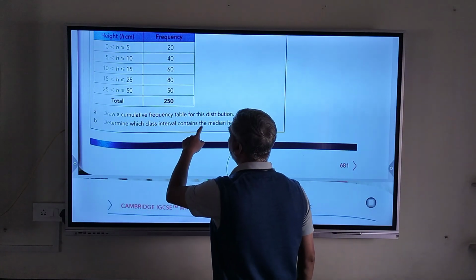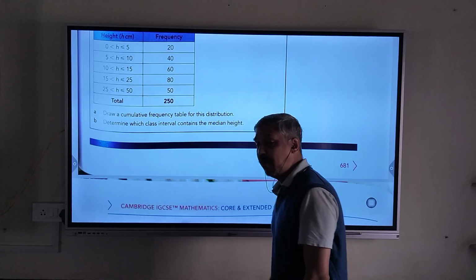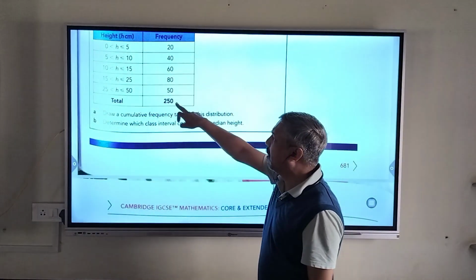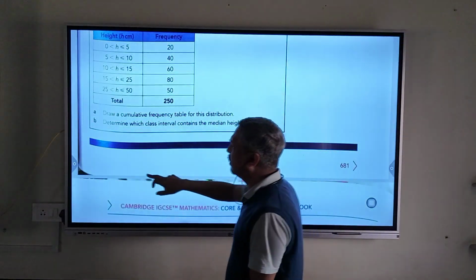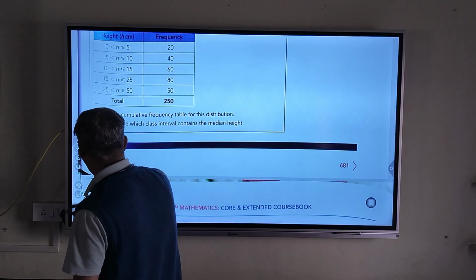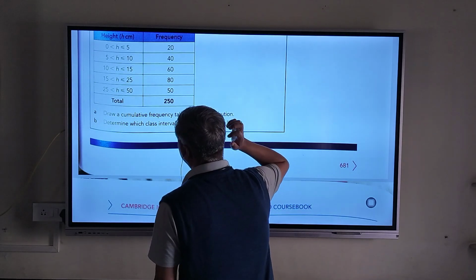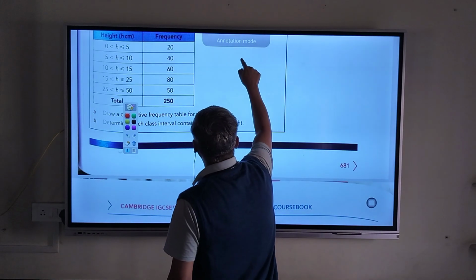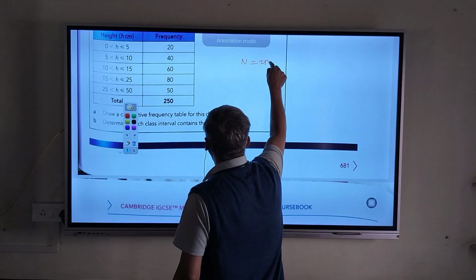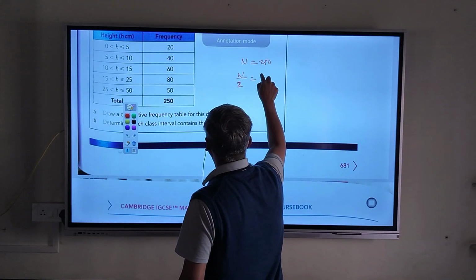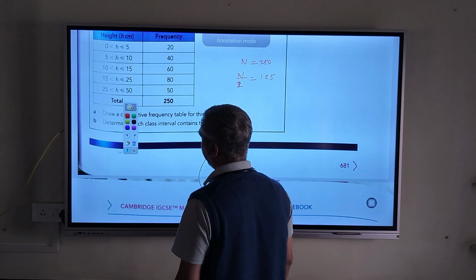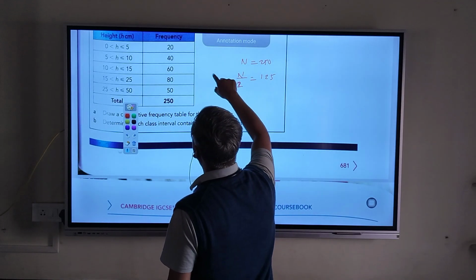Determine which class interval contains the median height. What is median? The total number of people is 250. 250 divided by 2 is 125. Let's calculate this. I'll not just talk about this. So the value of n is equal to 250. N by 2 is equal to 125. So where will 125 come?